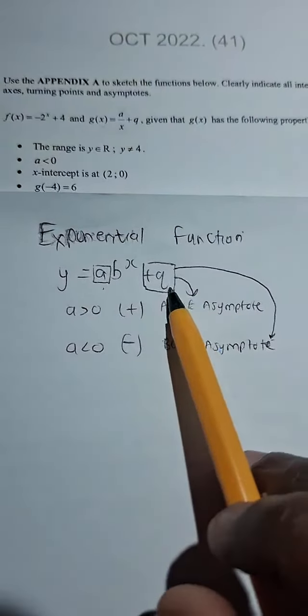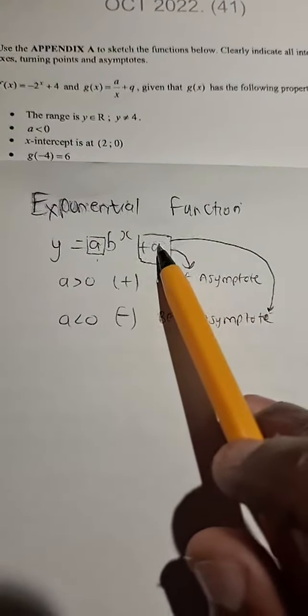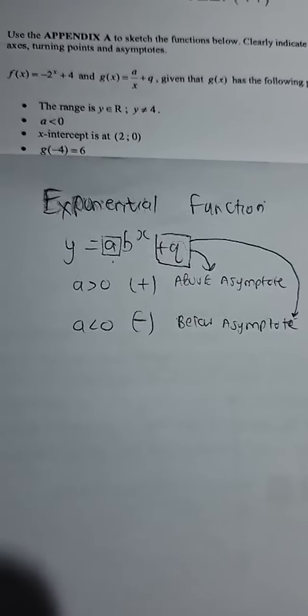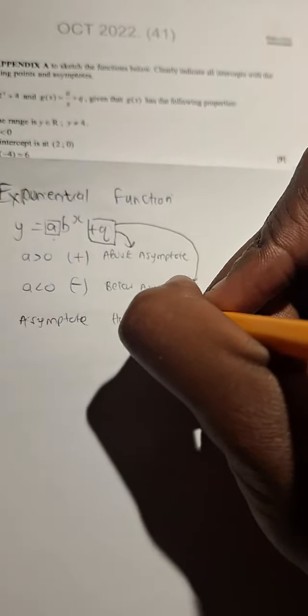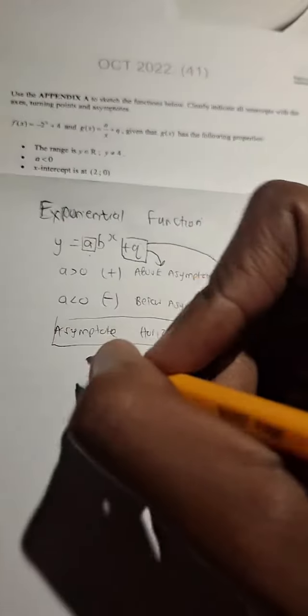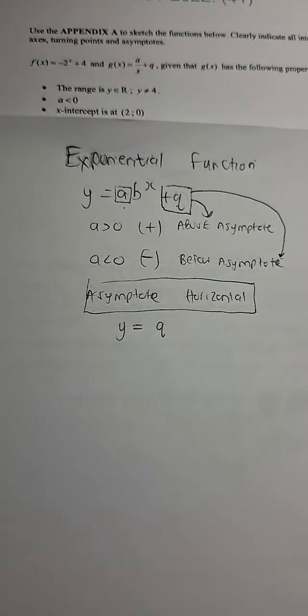Now, guys, your asymptote has everything to do with the value of q. Whatever the value of q is, that will give us the value of our asymptote. The asymptote is a horizontal one. We have what we call a horizontal asymptote where the exponential function is concerned, and so we say y is equal to that q value, whatever it is, will give us the equation of the horizontal asymptote.